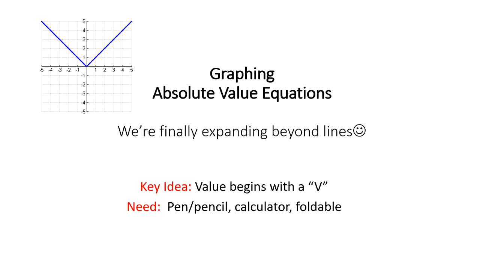But now we're finally going to move on to a different kind of function, which is an absolute value function pictured here. And the key idea is that it's going to be graphing a V all the time. So when you think of absolute value, value begins with V. That's the kind of shape that we're going to be drawing when we graph those absolute value functions. So what you're going to need today is a pen or a pencil and a calculator. And if you have the foldable, great. If you don't, you will have to write it directly into your notebook, okay?